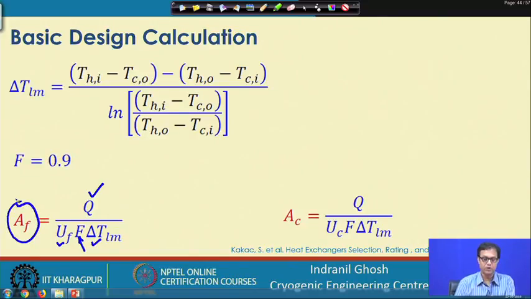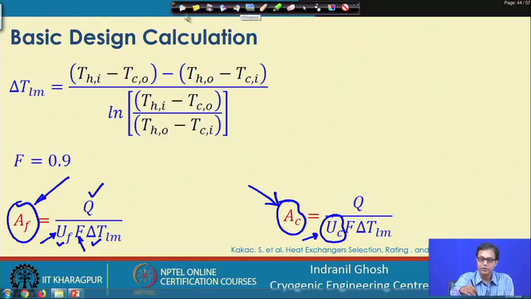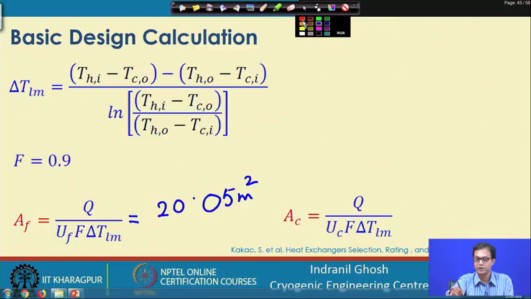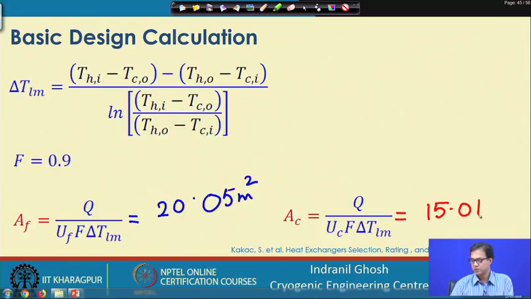So, accordingly we would be able to calculate the A f corresponding to the overall heat transfer coefficient considering the fouling, and here this is where we have not considered the fouling, and this is basically a clean heat exchanger. So, accordingly we will be able to find out another heat transfer surface area, and obviously, as you can understand, this will be higher than this one. So, now we will estimate this one, and you will find that this is coming to be 20.05 meter square, whereas the other one will come to be 15 point, if you put all these values, meter square.